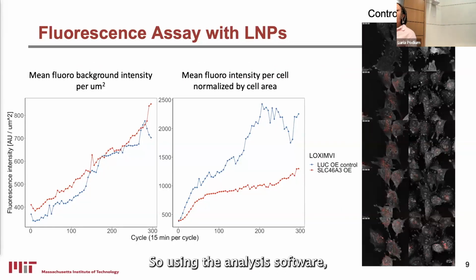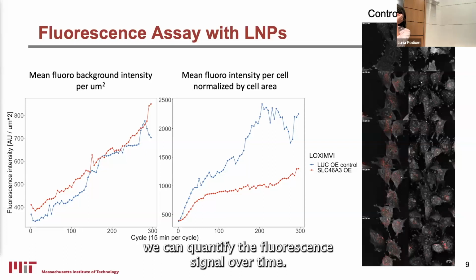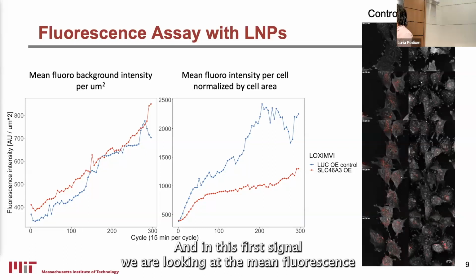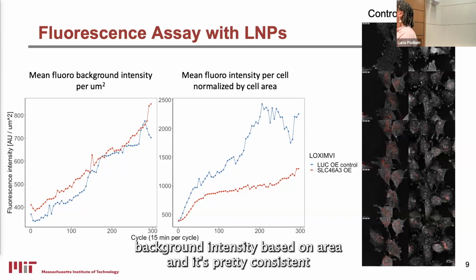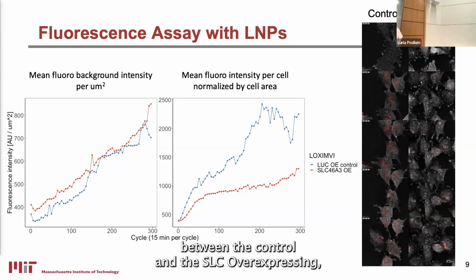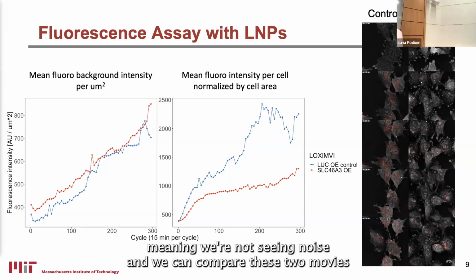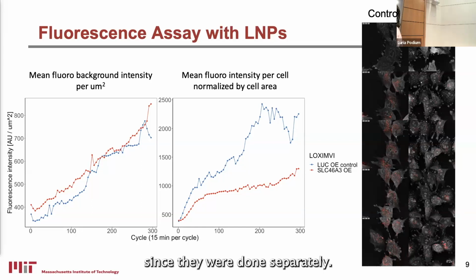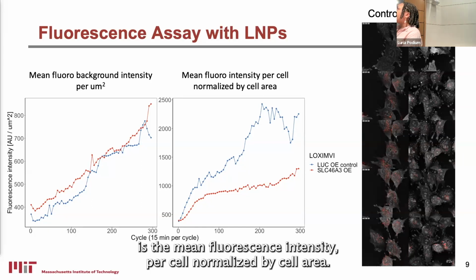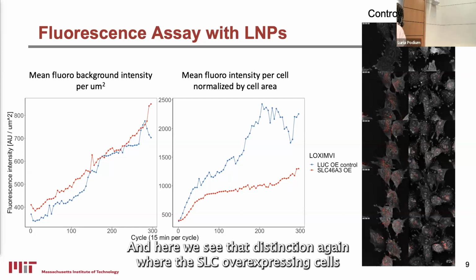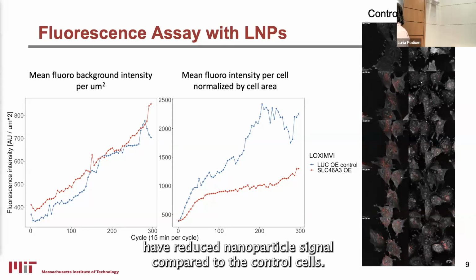So using the analysis software, we can quantify the fluorescent signal over time. And in this first signal, we are looking at the mean fluorescence background intensity based on area. And it's pretty consistent between the control and the SLC overexpressing, meaning we're not seeing noise. And we can compare these two movies since they were done separately. And then another metric generated is the mean fluorescence intensity per cell, normalized by cell area. And here we see that distinction again, where the SLC overexpressing cells have reduced nanoparticle signal compared to the control cells.